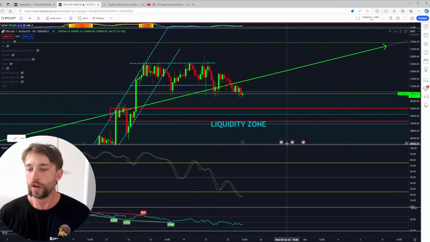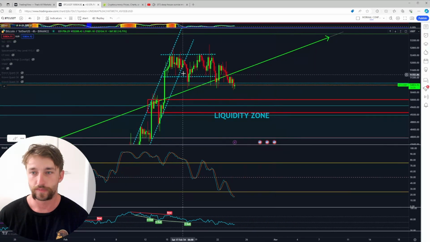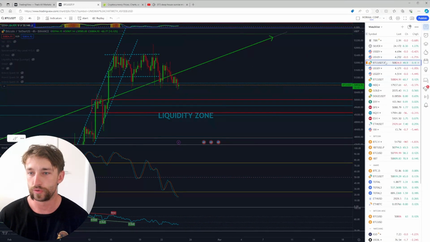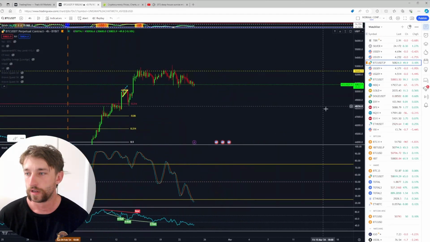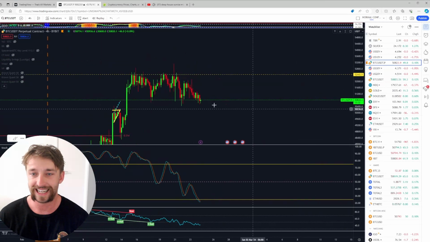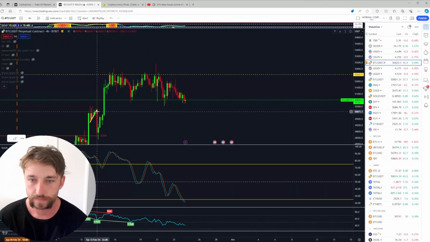Zooming in, 4-hour chart. What do you see here on the momentum indicators? Okay, so price is sort of grinding down. Might be able to bring it over to, here we go. Just to make it a little bit easier on the eyes for you.